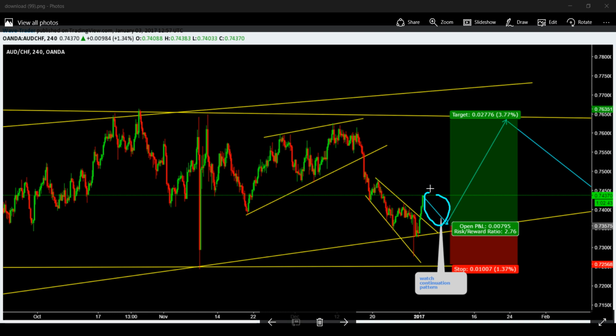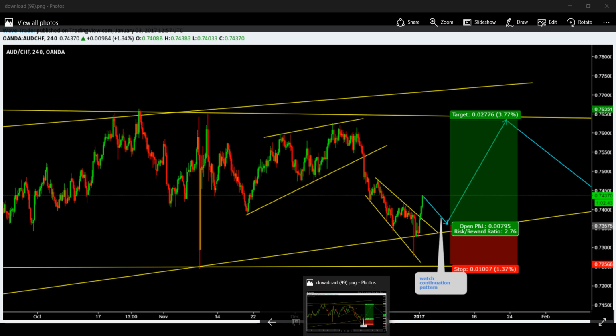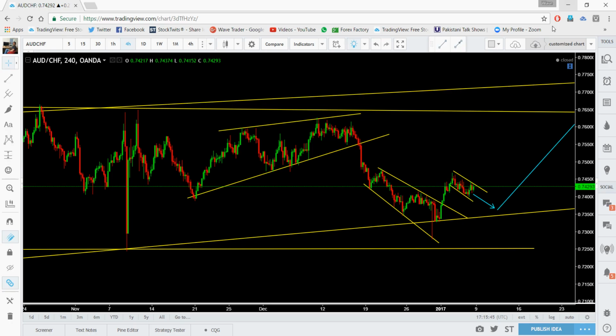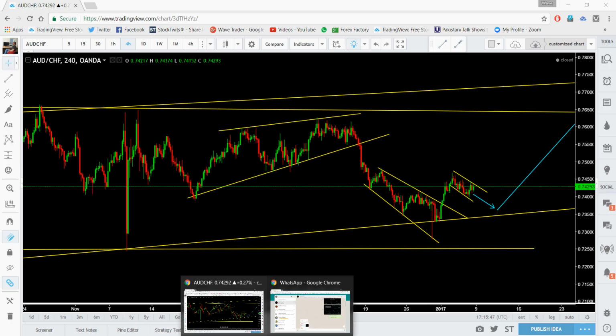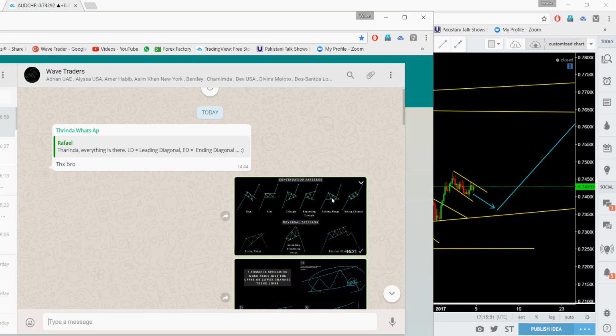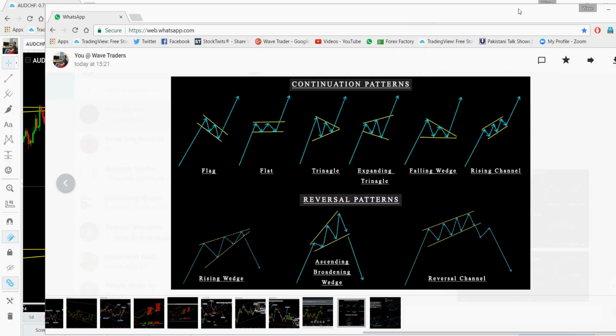Okay, now how many types of trend continuation pattern can form once price forms an impulsive move? How many types can it form? It can form these types of trend continuation pattern.